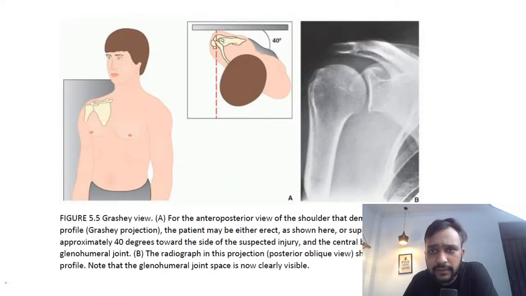So guys, there is another view that we can take, okay, by rotating the patient 40 degrees, okay? So in this, your glenohumeral joint space is very well visualized.